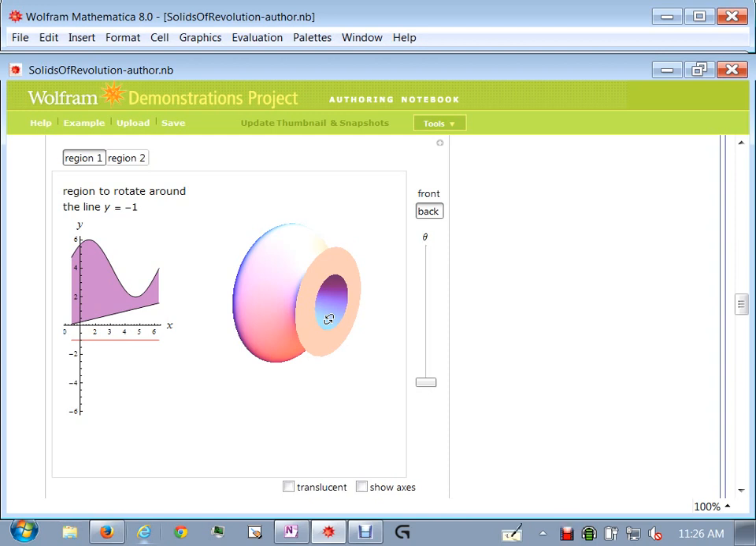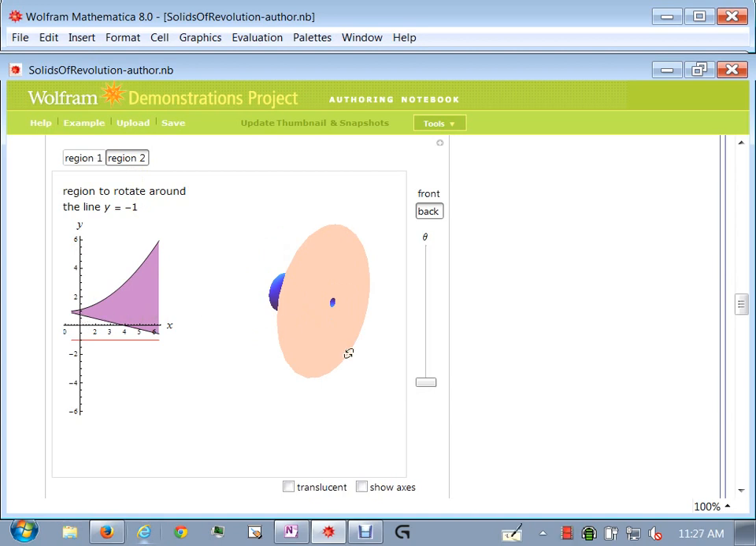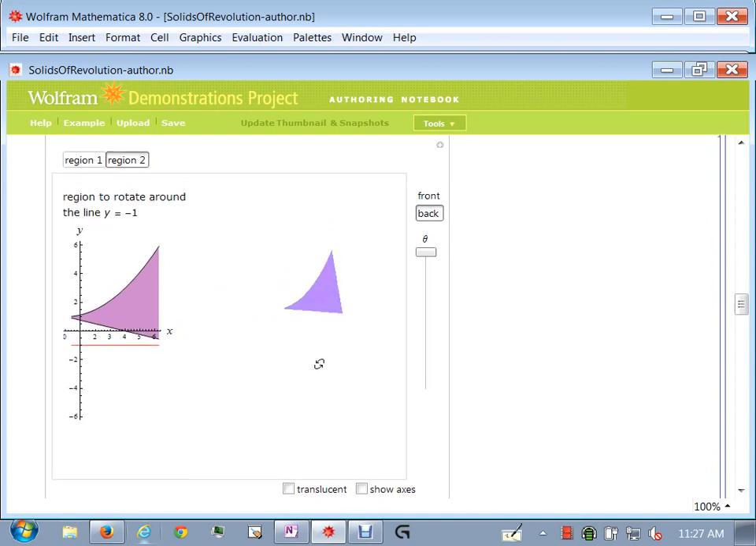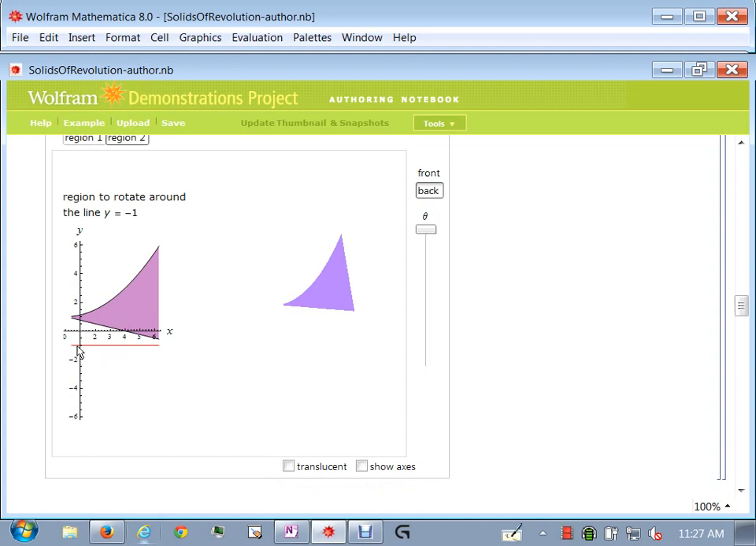Now we can also rotate around the y-axis, correct? Or vertical lines. This demonstration doesn't have that, but you could. So they also have a different region. You can switch it and have a different graph over here. Then you try to say, what is that going to look like if I take that and rotate it around the x, or not the x-axis, around this line? What does it look like?